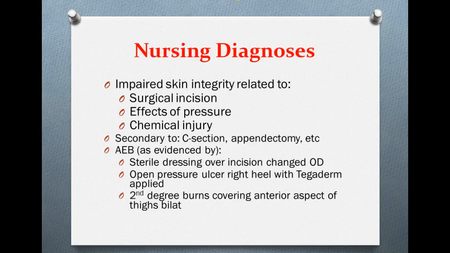Nursing diagnoses for wounds are impaired skin integrity related to surgical incision, effects of pressure or chemical injury. They can be secondary to C-section, appendectomy, etc., and as evidenced by sterile dressing over incision changed every day or every other day, open pressure ulcer, right heel with Tegaderm applied. And another example would be second-degree burns covering anterior aspect of thighs bilaterally.